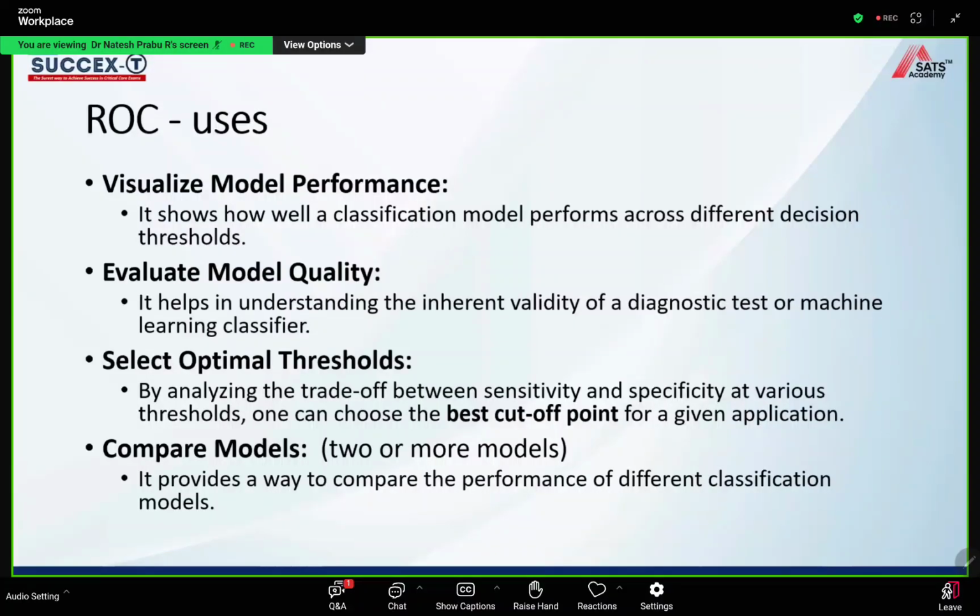So what are the uses of the ROC curve? It shows how well a classification model performs across different decision thresholds. It helps in understanding the inherent validity of a diagnostic test or machine learning classifier, and also helps by analyzing the trade-off between sensitivity and specificity at various thresholds. We can choose the best cutoff point for a given application, and it helps in comparing two or more models. It provides a way to compare the performance of different classification models.